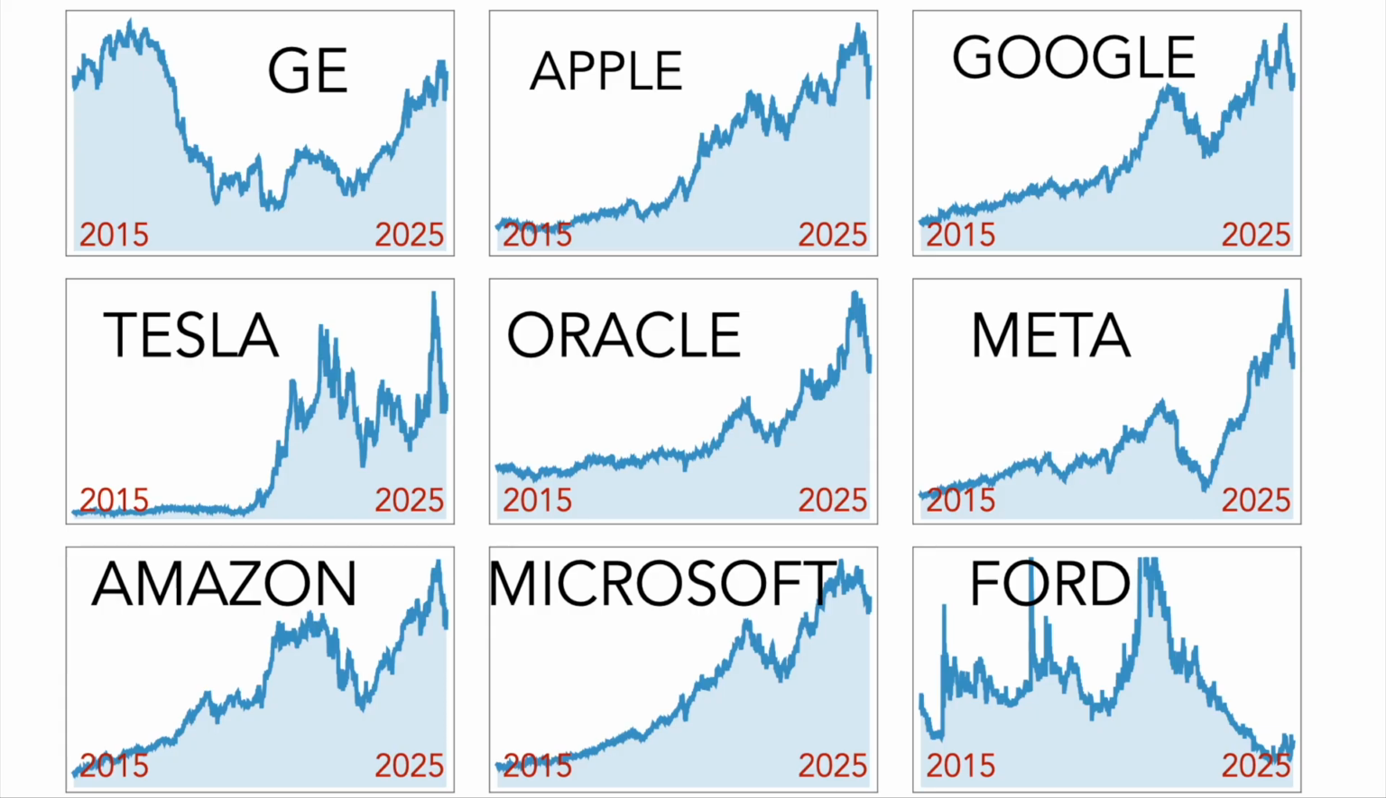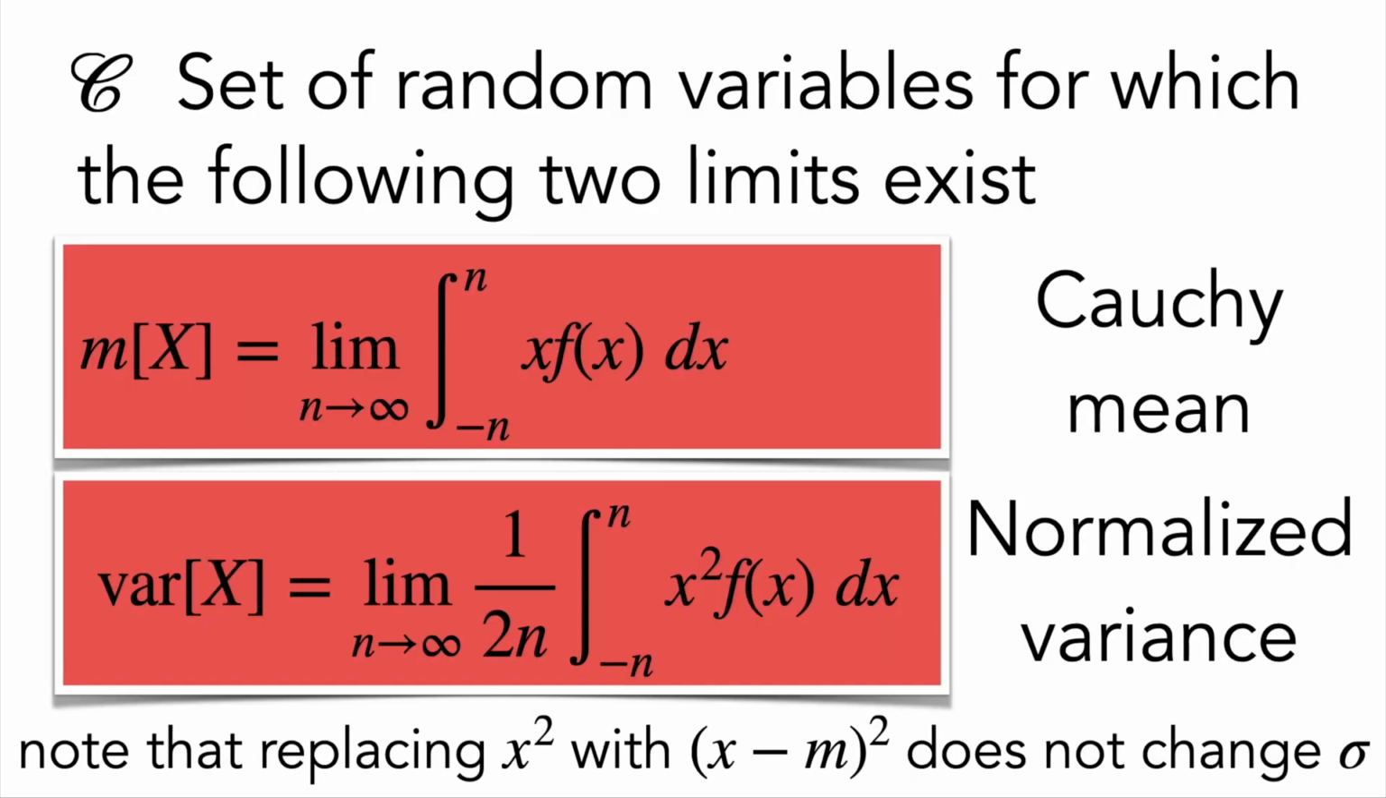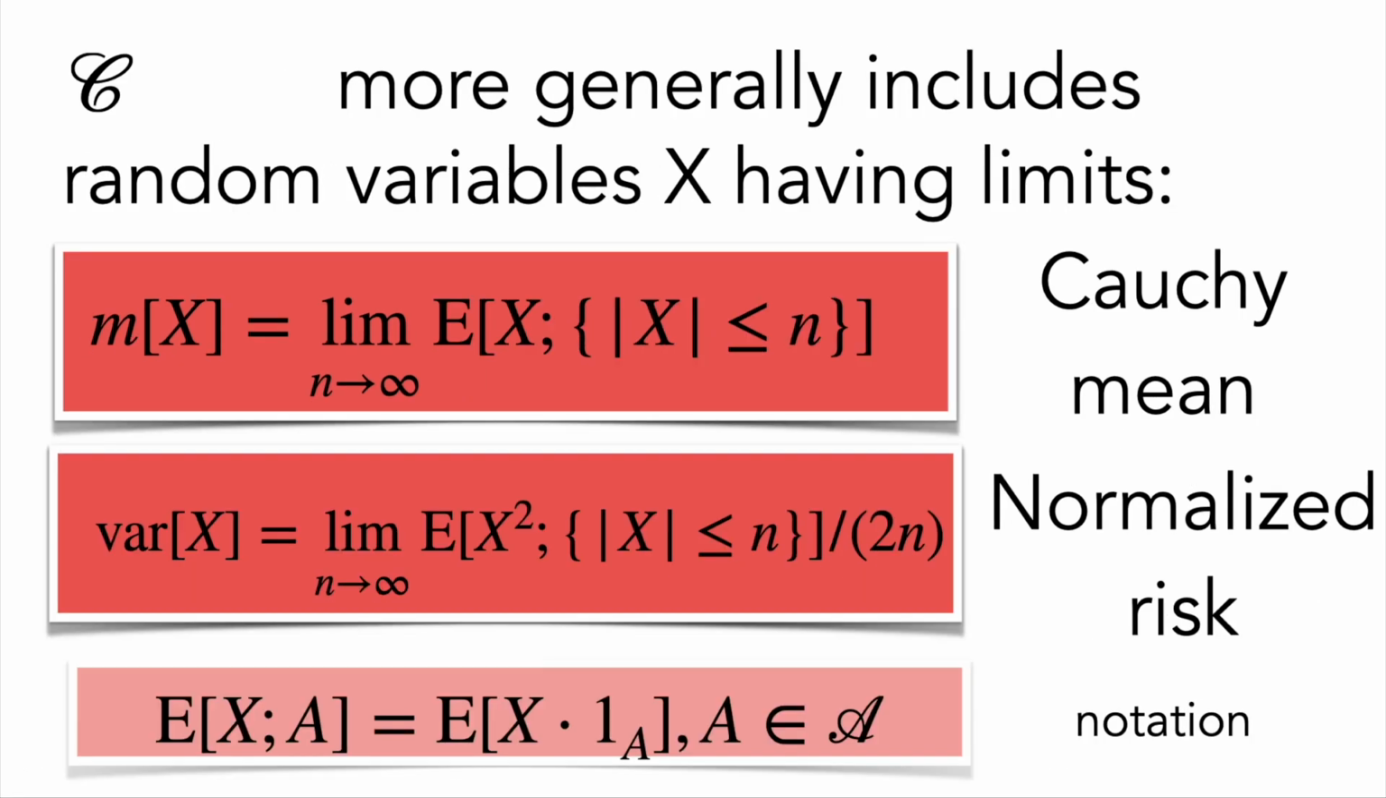Also, without catastrophes, if you look at stock markets, we see the Dow Jones of various firms during the last 10 years. There are sometimes fast changes. How can we deal with this? Here is an approach I followed especially in 2022. Define a class of random variables for which the mean exists in a Cauchy sense and for which the variance exists in a normalized way.